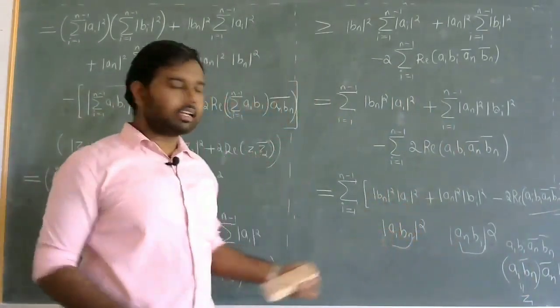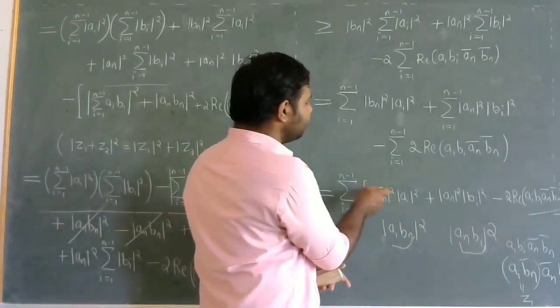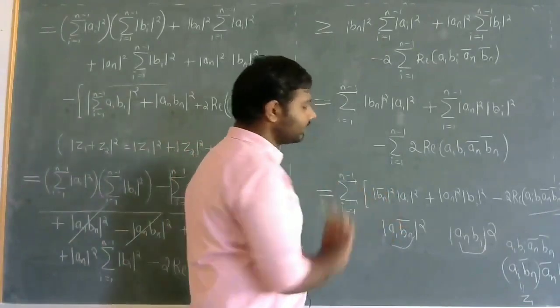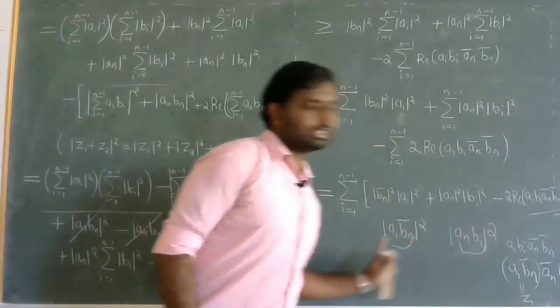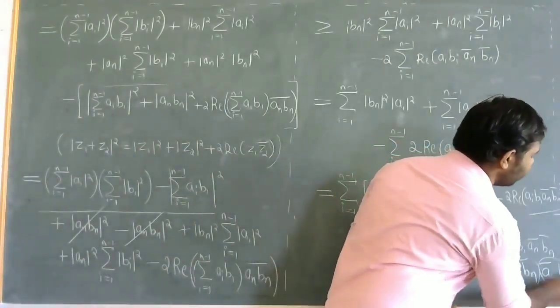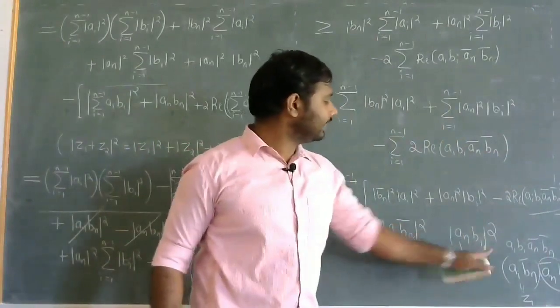Can I put the bar here? So here modulus of bn square is there, so it is equal to modulus of bn bar square. So in that case, I'll get the bar. So z1 is adjusted. But this has to be equal to z2 bar. What is z2?